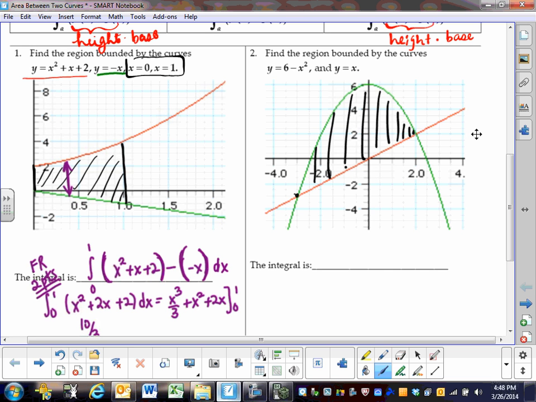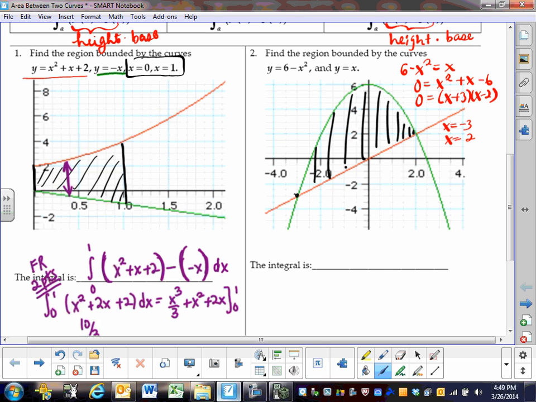Now I would need to know where these curves intersect. So I would set the functions equal. In my calculator, if I had my calculator, I could do y1, y2 and intersect. But for this, we need to be able to do this by hand. So I'd have positive x squared. We have a positive x and then minus 6. This would factor as x plus 3 and x minus 2. So x would be negative 3 and x would be 2 at the intersection.